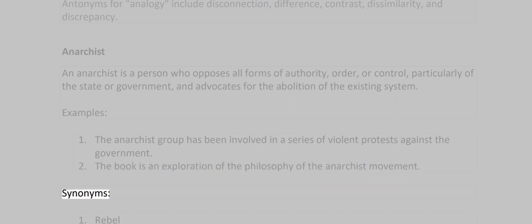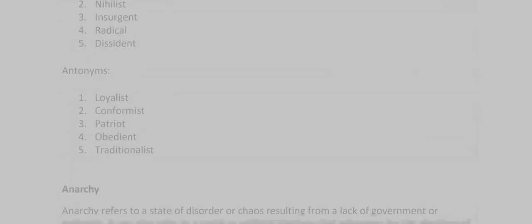Synonyms. 1. Rebel. 2. Nihilist. 3. Insurgent. 4. Radical. 5. Dissident. Antonyms. 1. Loyalist. 2. Conformist. 3. Patriot. 4. Obedient. 5. Traditionalist.